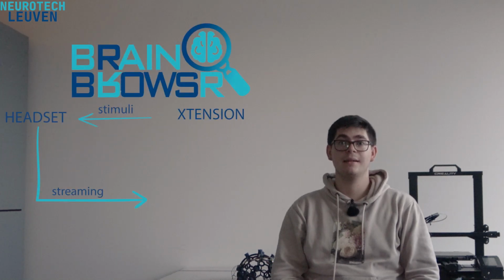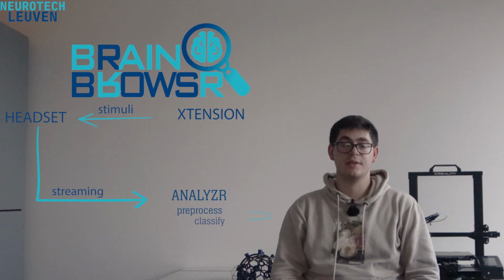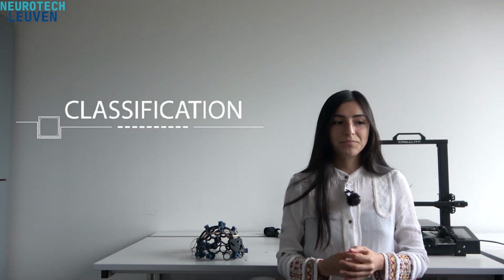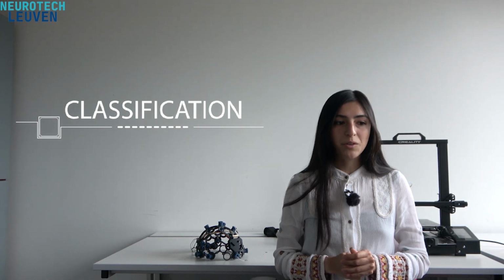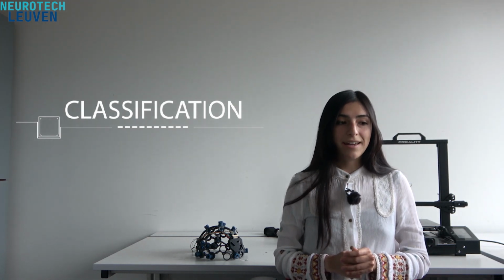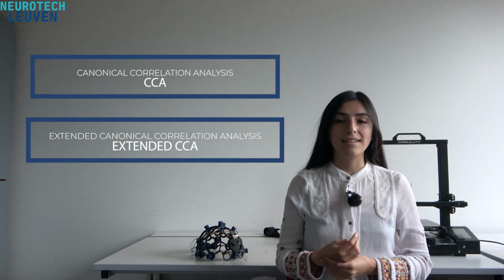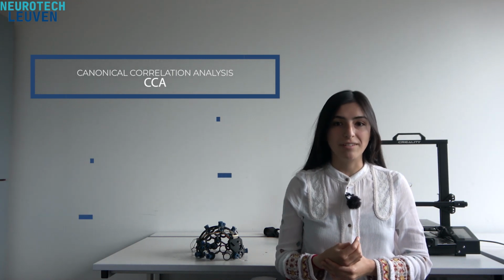After the data is processed, analyzer starts by analyzing which stimulus the user is focusing on, a process we call classification. Classification is a process of a computer recognizing and classifying objects within a dataset. In our case, these objects are frequencies corresponding to the different stimuli, and our dataset are the brainwaves. We use three paradigms: canonical correlation analysis, extended CCA, and Riemannian geometry.